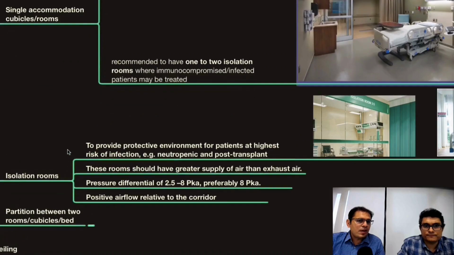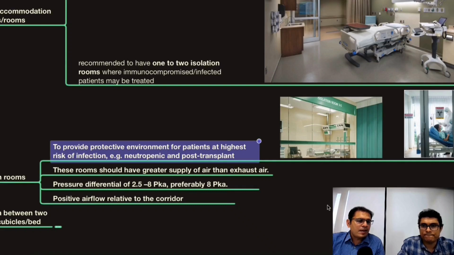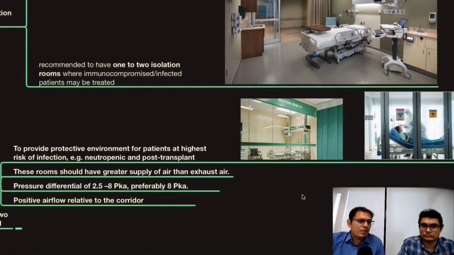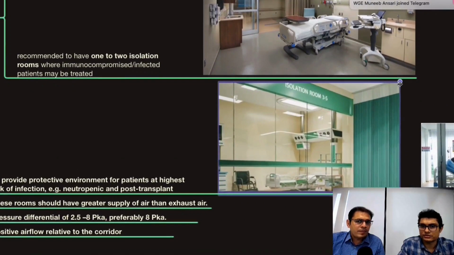Then coming to the isolation room proper. These are areas with a protective environment, where patients have a high risk of infections, like neutropenia patients or post-transplant patients. These are given positive pressure isolation, and patients who are highly infective are given negative isolation. They have a greater supply of air, and their fresh air circulation should be almost 80 to 100%. Pressure difference should be 2.5 to 8 kilopascals, preferably 8 kilopascals, and positive flow should be there from the corridor. So from the corridor, it should be positive pressure.